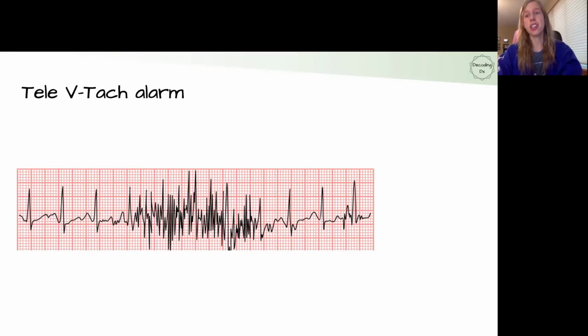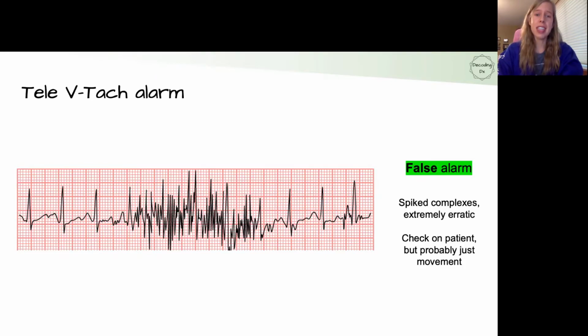It never hurts to be cautious, never hurts to go to the bedside and check on the patient, but it will make your life easier as an intern and a resident to know the difference between V-tach and interference. In this case, this is a false alarm. This is not V-tach. This is just movement. The patient's probably just moving in their bed.